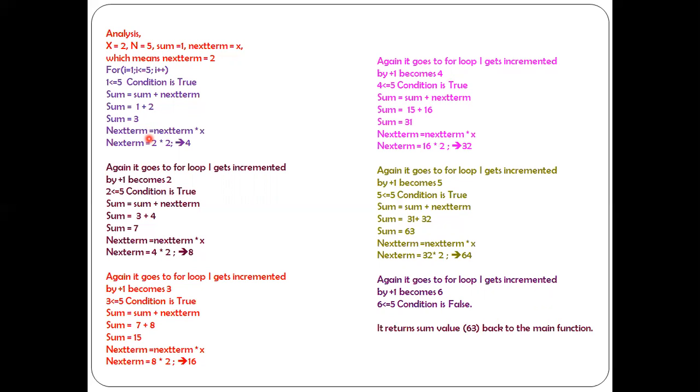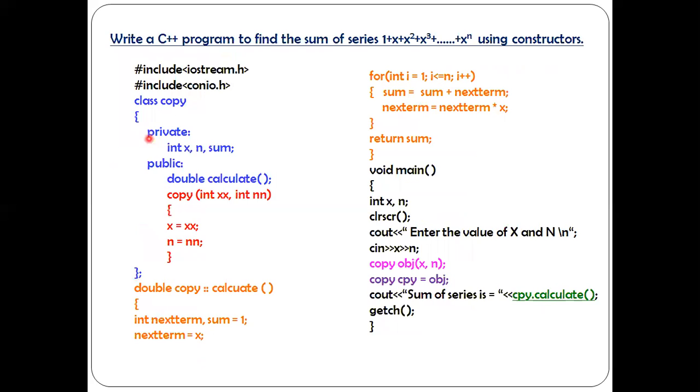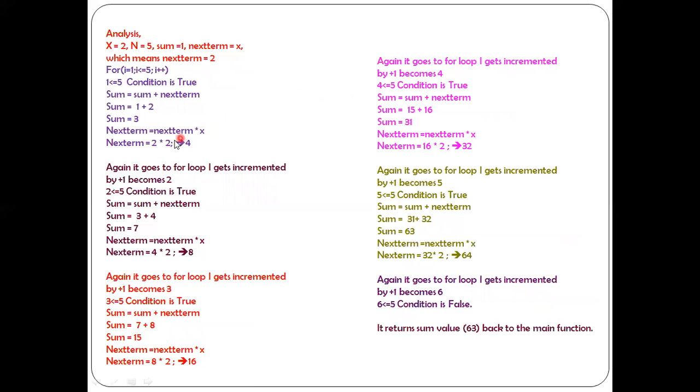Next term equal to next term into x. There you can have a look at here. Next term is equal to next term into x. So what is the value of next term? Next term is 2 and x is also 2. 2 into 2 is how much? 4. 4 is assigned to next term.